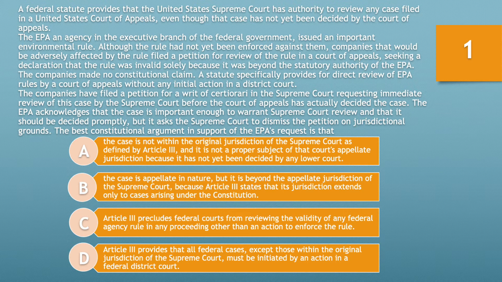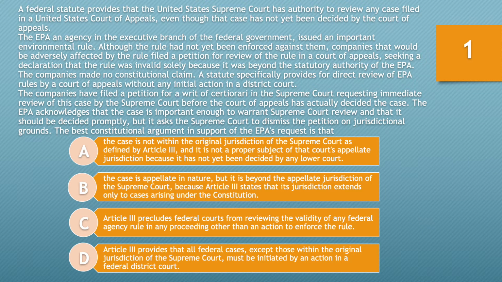The best constitutional argument in support of the EPA's request is that: A, the case is not within the original jurisdiction of the Supreme Court as defined by Article 3, and it is not a proper subject of that court's appellate jurisdiction because it has not yet been decided by any lower court. Option B, the case is appellate in nature, but it is beyond the appellate jurisdiction of the Supreme Court because Article 3 states that its jurisdiction extends only to cases arising under the Constitution.